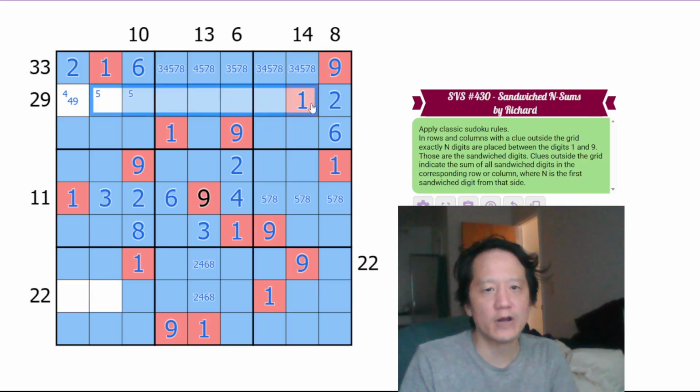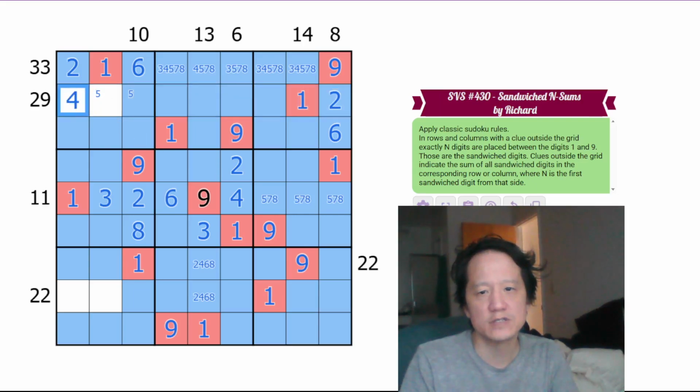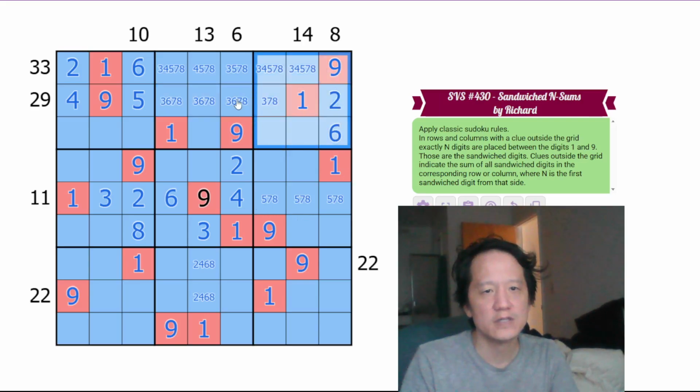We need a 4 outside for this 29, so this is a 4, which makes this not a crust. So this is crust here, which means this can't be crust here, so this must be crust here. So this is 9, this is 9, this is 5 to signify how many digits are here. That leaves 3, 6, 7, and 8. This can't be 6 because of the 6 in the box. This can't be 3.